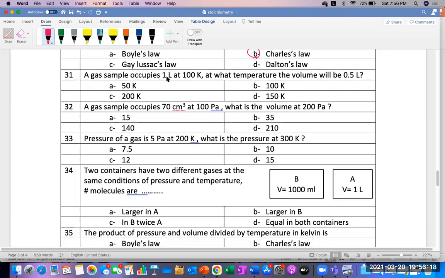A sample of a gas occupies 1 liter at 100 Kelvin. At what temperature will the volume be 0.5? Again, this one will be Charles's law. So we need to multiply V2 times T1 over V1. It will be 0.5 times 100 over 1, so it will be 50.